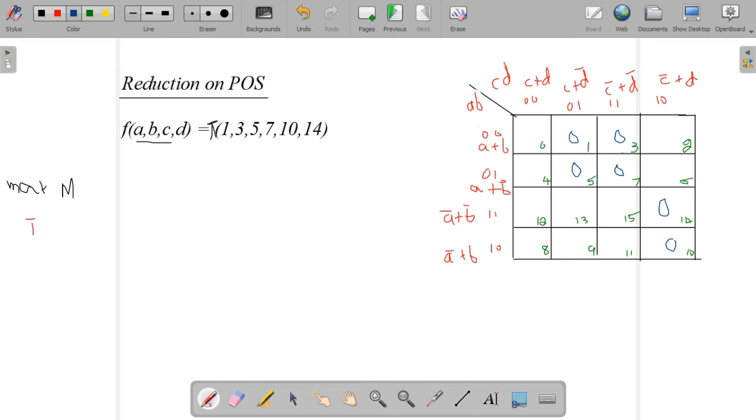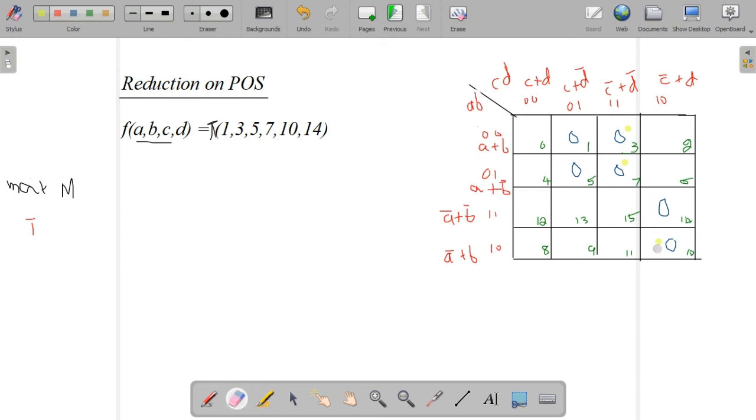Is there any quad? Yes, 0, 0, 0, 0. 4 zeros are there, so we can make it a quad. And remember one important point: they should be adjacent. Can we make a quad from the light yellow boxes I have marked? Not possible, because they are not adjacent, so we can't make it a quad.